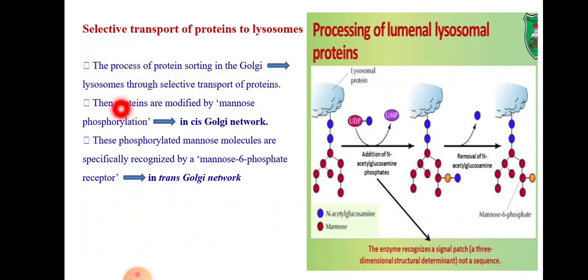This is the selective transport of proteins to lysosomes, the process of protein sorting in the Golgi for the lysosome through the selective transport system, and the proteins are modified by mannose phosphorylation. It is due to the cis Golgi network also. These phosphorylated mannose molecules are specifically recognized by mannose 6 phosphate receptors. This is only due to the presence of the trans Golgi network. This is how the processing of human lysosomal proteins happens. How it happens, we can see like this.